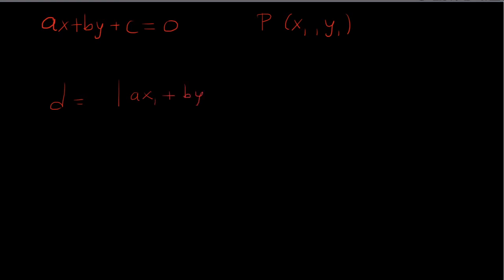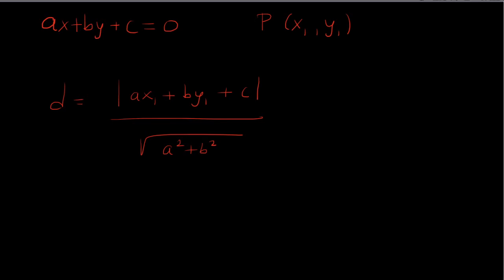So let's start with the distance between a line and a point. Let's say we're given a line ax plus by plus c equals 0, and a point, we'll call it (x1, y1). The distance is the absolute value of a times x1 plus b times y1 plus c, all over the square root of a squared plus b squared.